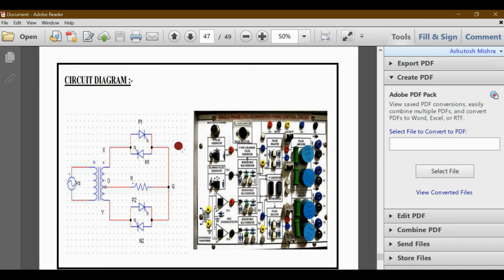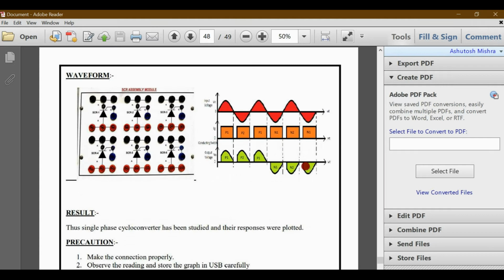And this is the hardware module you will see. This is the SCR assembly you will see in the hardware kit. You have to select 4. And here it is step down. This is step down. It is misprinted, I think.